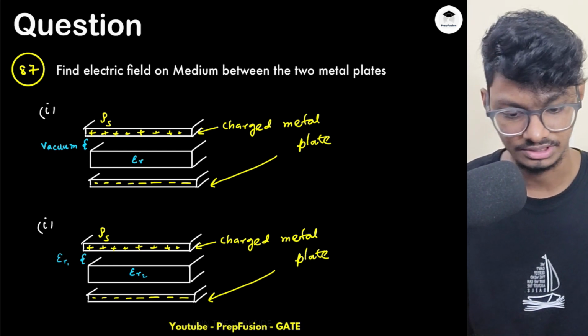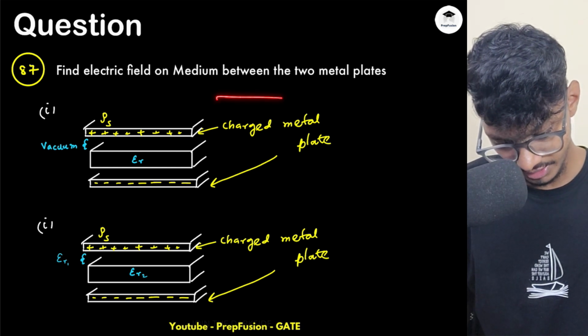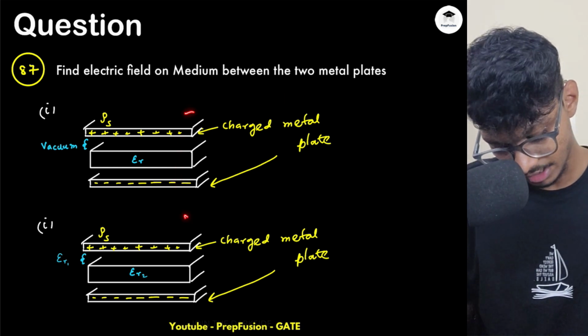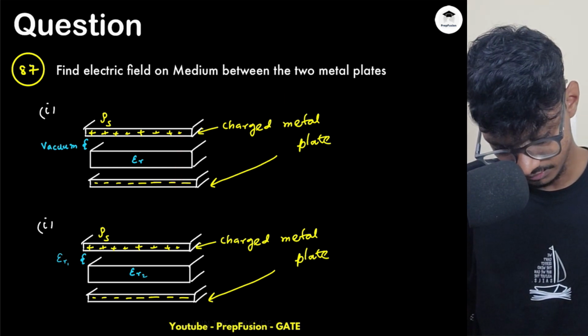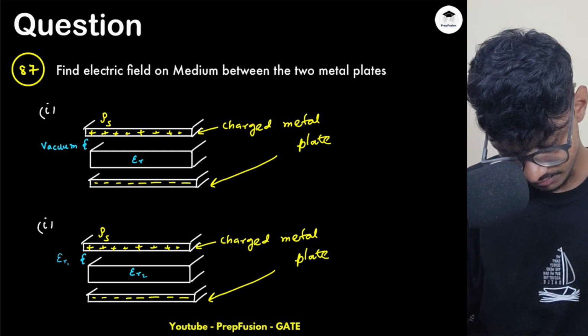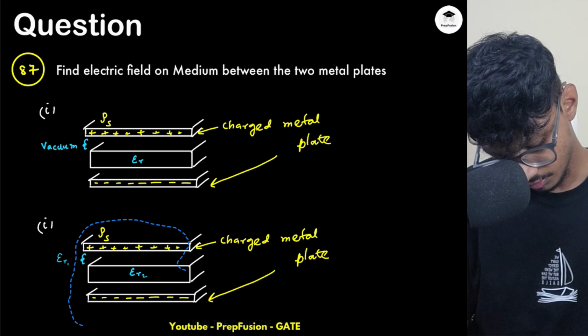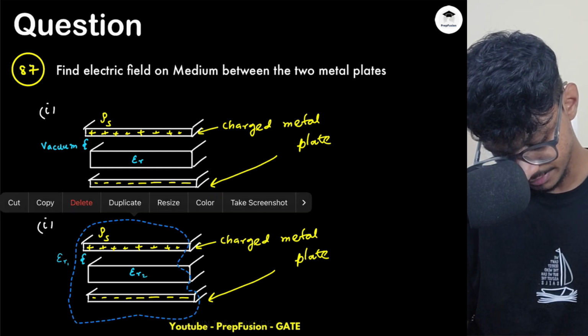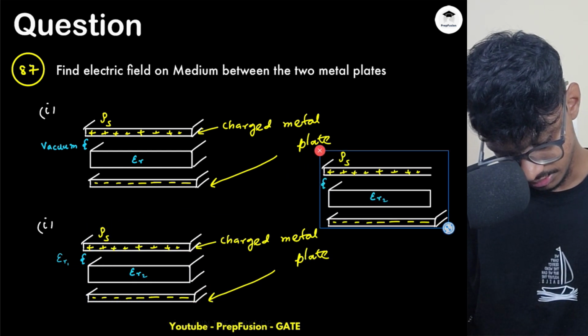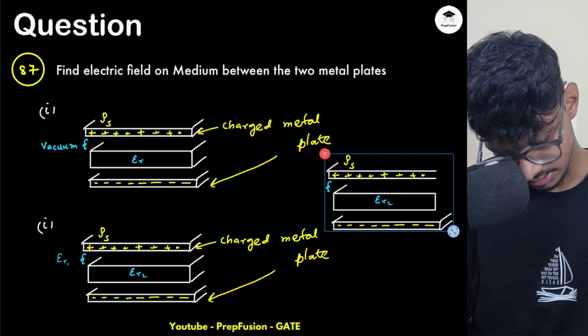This is the last question of this lecture. Try it out. Find out the electric field between the two metal plates and outside as well. I will give you another expression. All these are charged plates only, and in between I have a dielectric. And I will give a third expression.